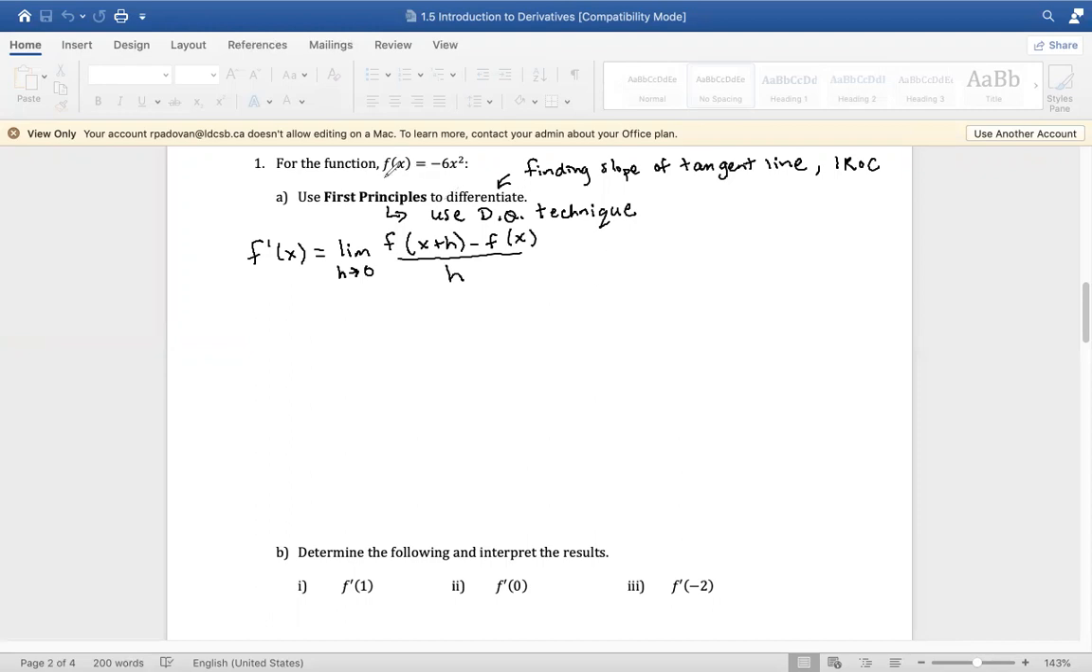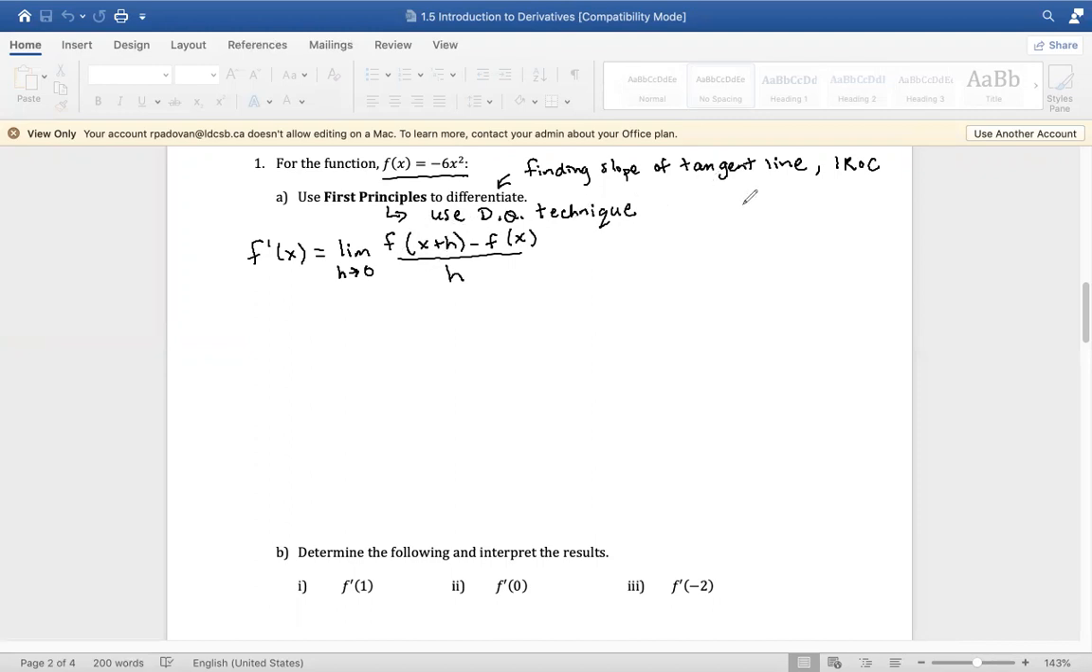So we have our equation here, f of x equals negative 6x squared. Instead of x, I'm going to substitute in x plus h. And then here I don't need to substitute because x is the same x. I can just use this equation to subtract and then over h. So I only need to do a little bit of work here for the first part.